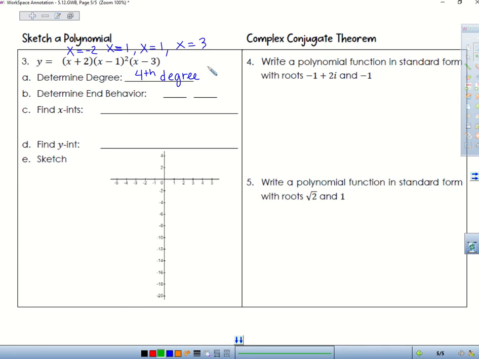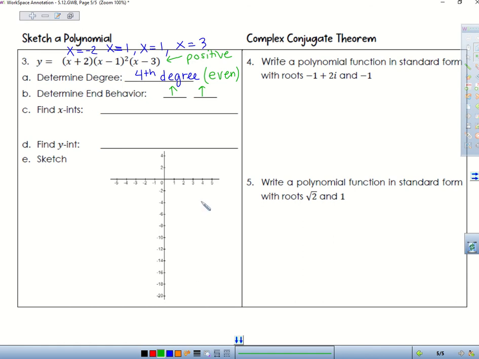And 4 is an even or an odd number? Even. So we can tell that the degree is even. Why would that be important to us? Because it determines the end behavior of the graph. Very good. So this is an even degree. And is there a negative sign in front of this right here? No, so this is positive, even positive. Even positive is up and up on both sides. And I also would accept if you wanted to write positive infinity there as well. That's fine.